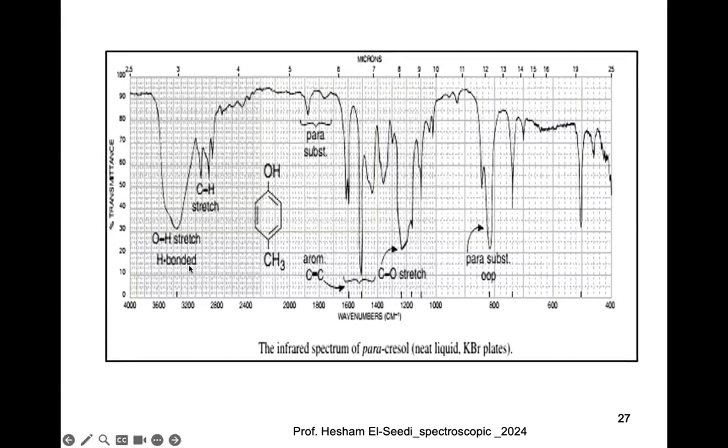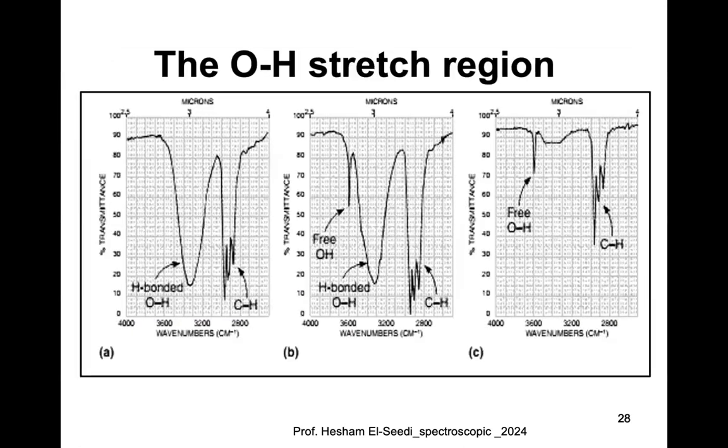Again here, now I can hear you. Is it broad or sharp? Yes, it is broad. It means it is hydrogen bonded. And you can see here para substitution. This is a characteristic of para substitution, right? Then you see the CH3 at this value. So I think with practicing the spectra, you get to know a lot.